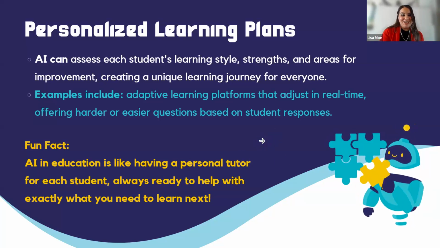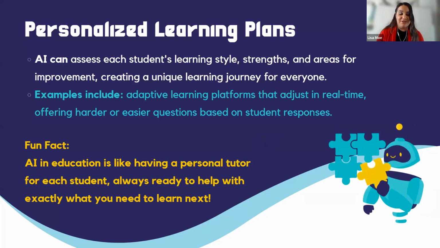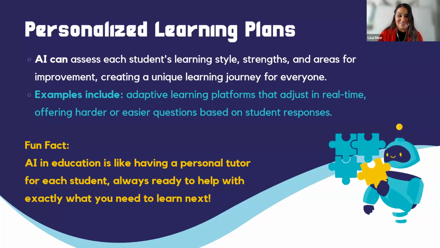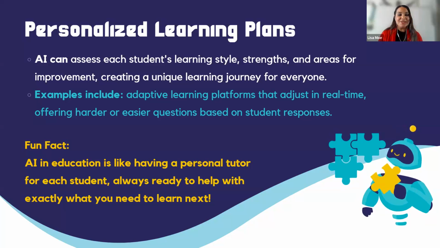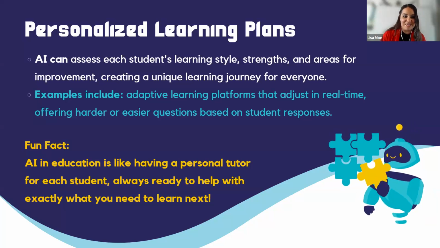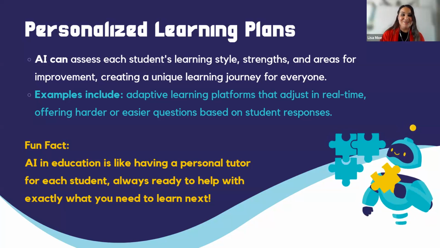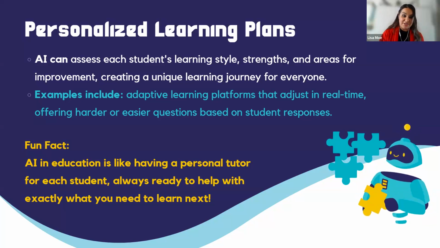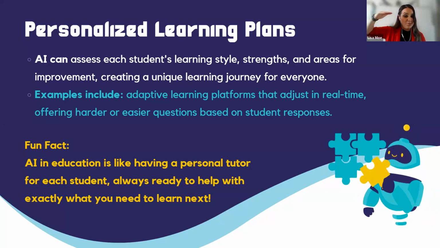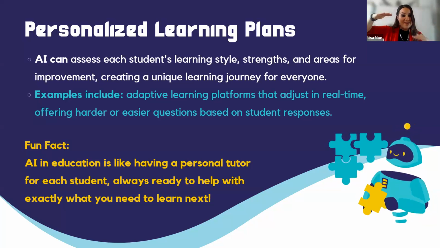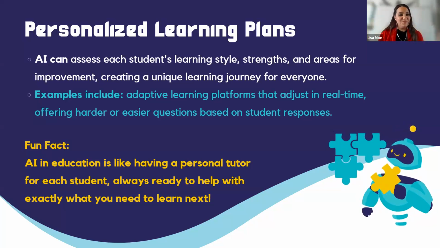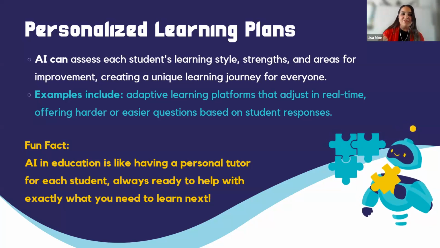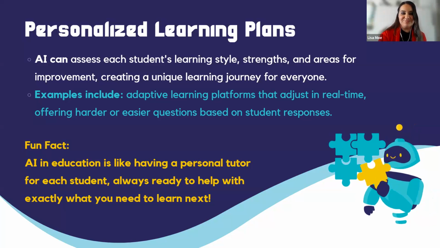So AI in education can be like having a personal tutor for each student, and it's always ready to help with exactly what you need to learn next. And I say that as a fun fact because truly we know that not one student is the same in our classroom. No one student is going to learn the same. And so as long as we are engaging and we are adapting to their learning needs, we aren't expecting them to meet us where we want them. We're meeting them where they're at, and together we're coming together. We're going to continue to see confidence and, again, those educational labels, those damaging labels, be removed from them.